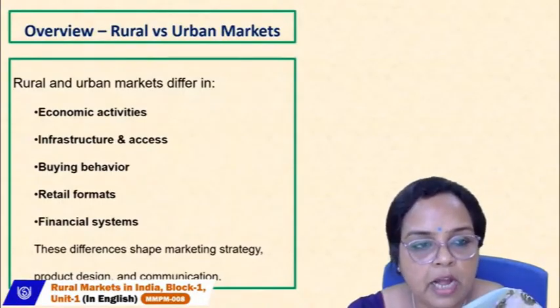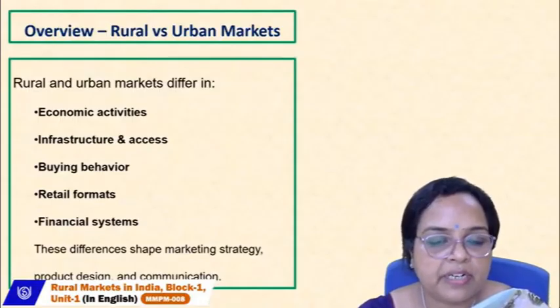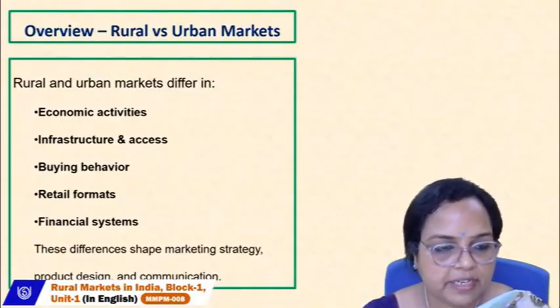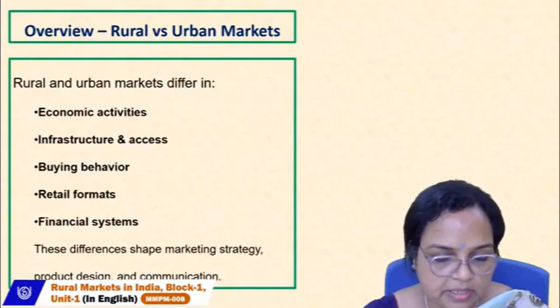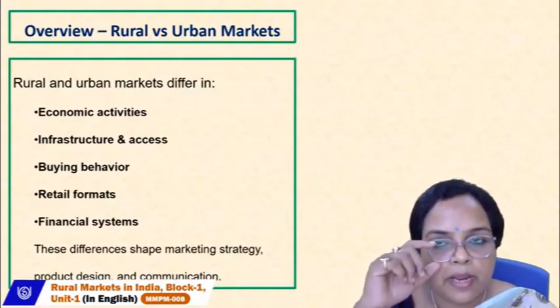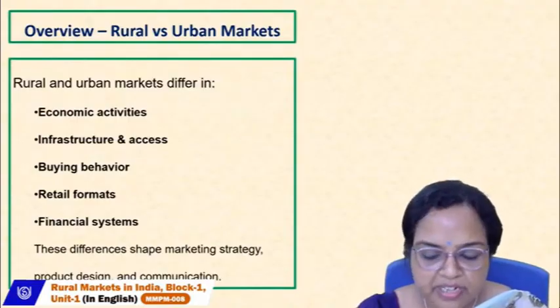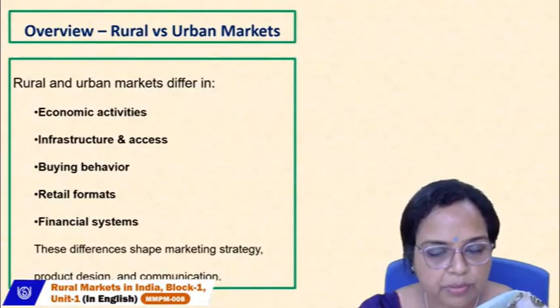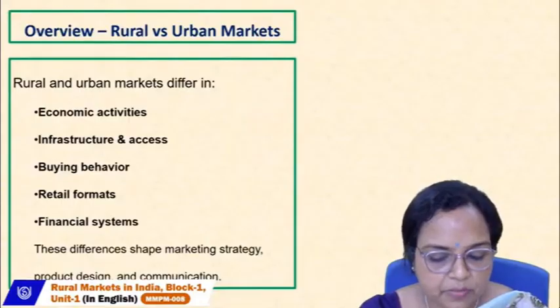Let's understand how rural market and urban market differ in their characteristics. They differ in economic activities, as we discussed. In the rural belt, the major economic activity is agriculture. In the urban belt, there are many different activities, which we will discuss in detail in the next slides.